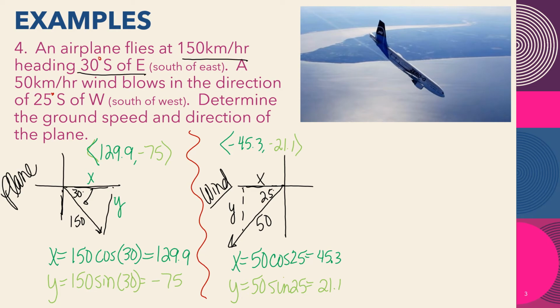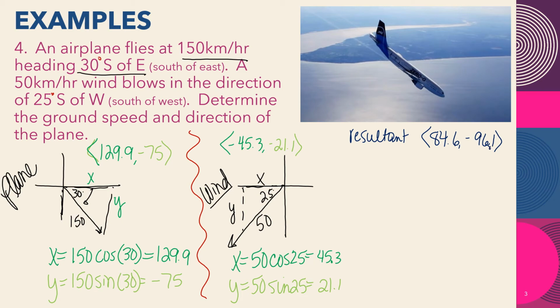Okie dokie. All right, so what does it ask? Determine the ground speed and direction of the plane. So what we need to do here is to determine the resultant. So add those two vectors together and you will get a resultant of 84.6 comma negative 96.1.